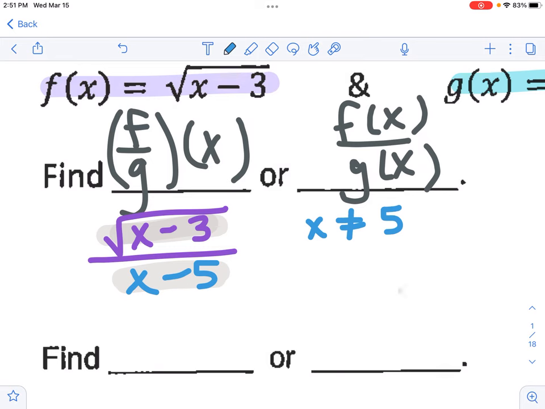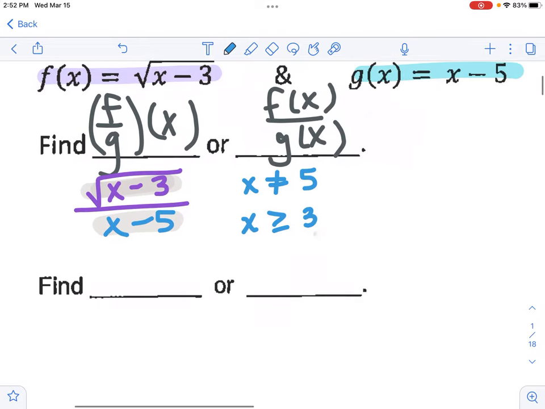So in this case, x would have to be, well, 3 minus 3 gives me 0. I can take the square root of 0, and I can take the square root of larger numbers. So x would have to be greater than or equal to 3, but it could not be 5.